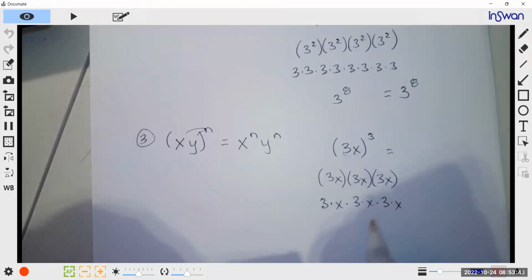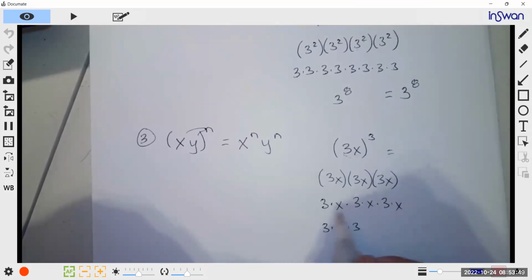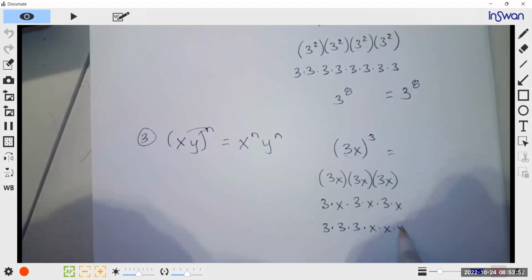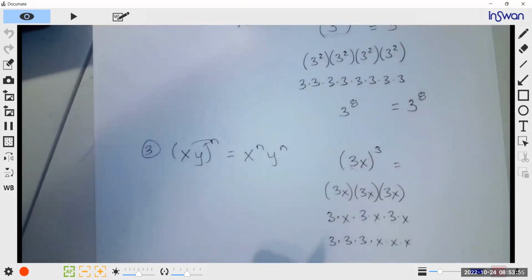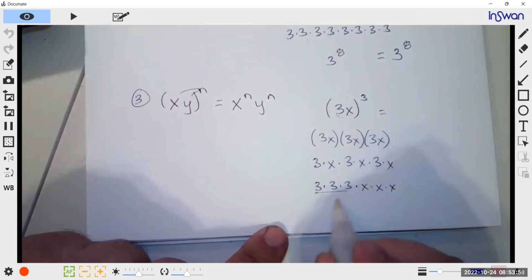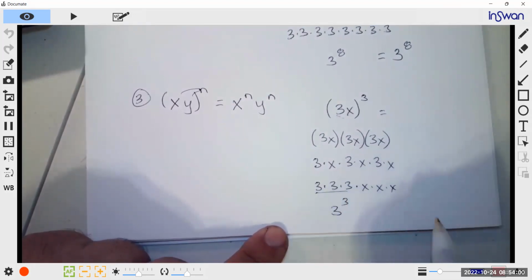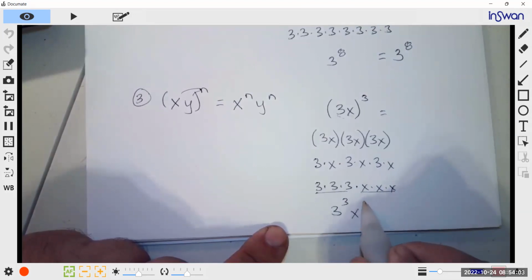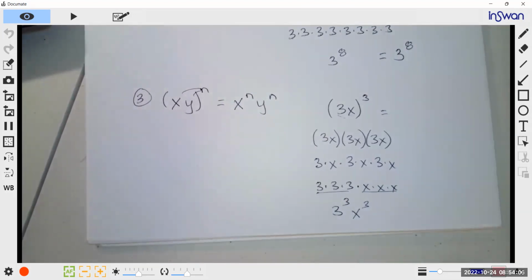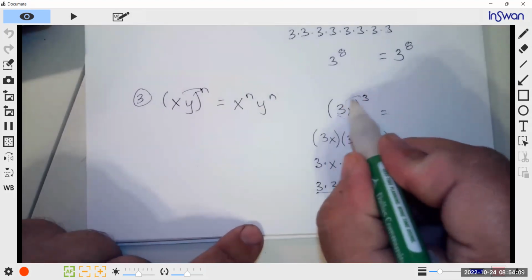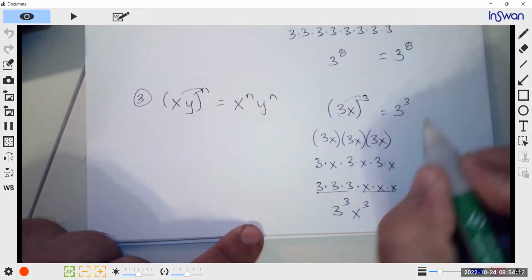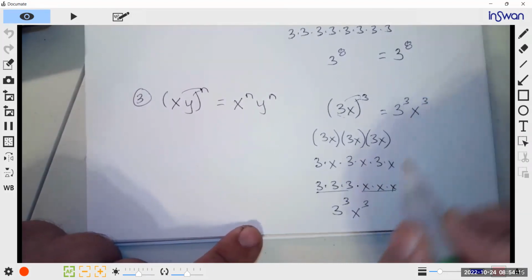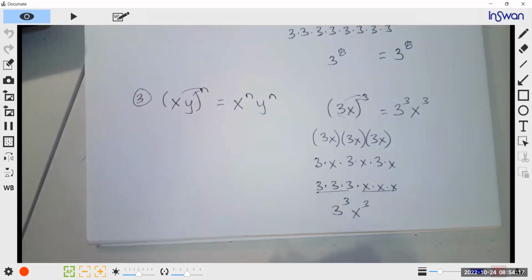By commutative property, I can move them around. Since they're all multiplication, I can move them around. 3 times 3 times 3 times x times x times x. So I have 3s, and there's 3 of those. I have x's, and there's 3 of those. I could have done it that way, or I could just distribute 3 to the third, x to the third. So that's that rule.